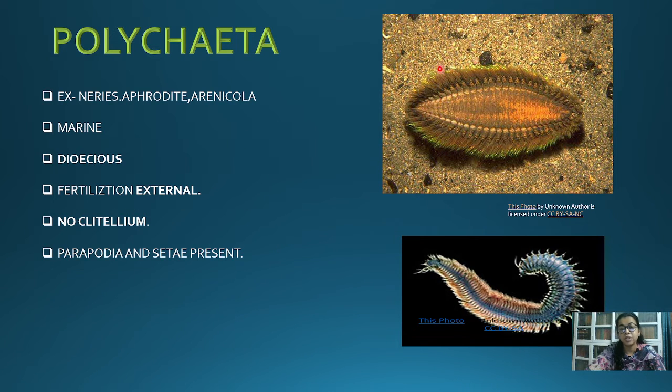The fertilization is external and no clitellum is present. This is a very important point to be noted down. Usually the clitellum is present in Earthworm, which is permanent, and in Hirudinea it is temporary, but in Polychaeta no clitellum is present. And parapodia and setae are seen. The setae are locomotory and the parapodia are respiratory organs. So, gills of parapodia and setae are present in Polychaeta.